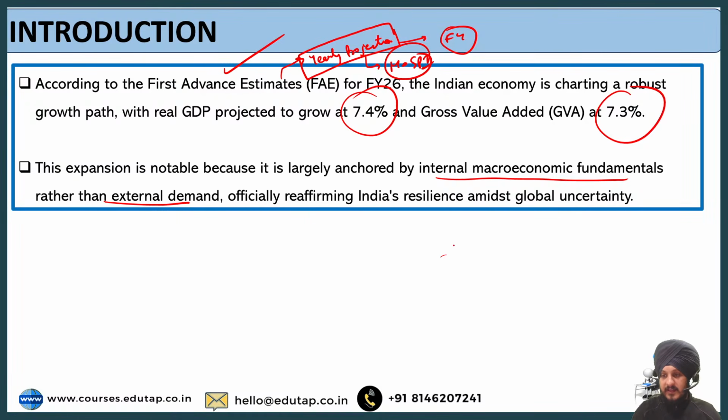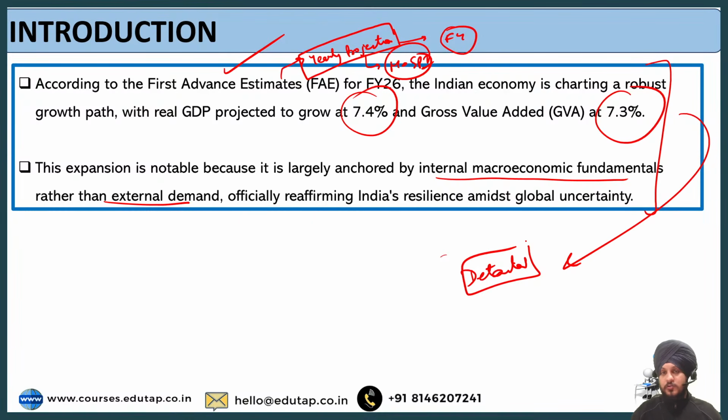I'm not explaining these things now because we are going to talk about all these factors and parameters in a detailed manner when we see the body part. But this is going to be the snapshot of your answer, a brief introduction of how you're going to start it depending upon the question. I've already given you the question.